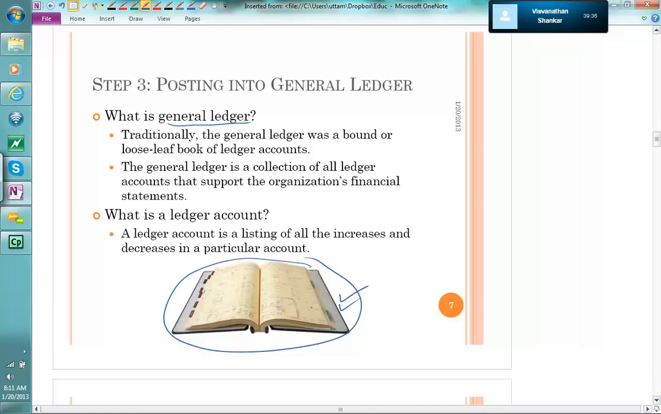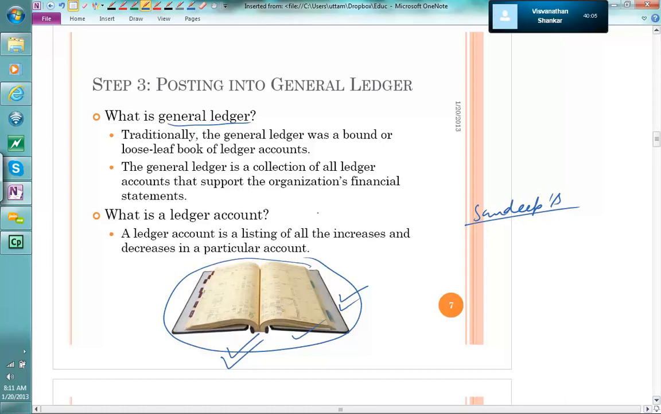It will contain a number of accounts. For example, suppose Sandeep is a customer of a particular business, so it may contain Sandeep's account, and suppose somebody is Shankarji's supplier, so it will contain Shankarji's account. There will be a large number of accounts present in this ledger, this book.